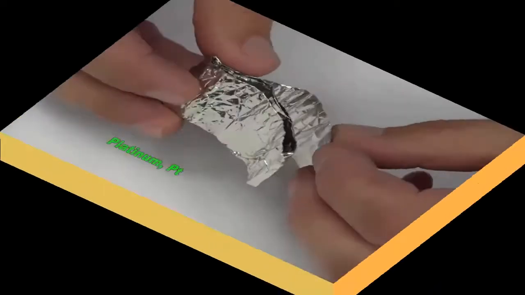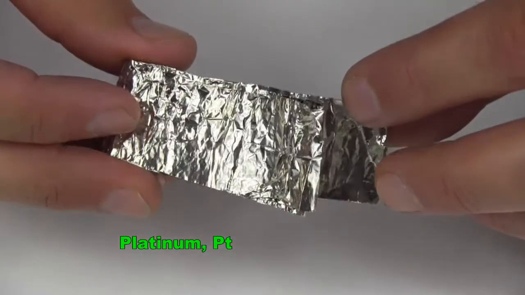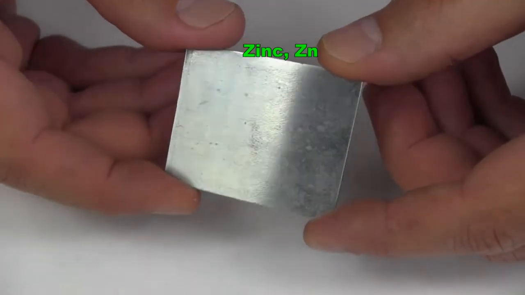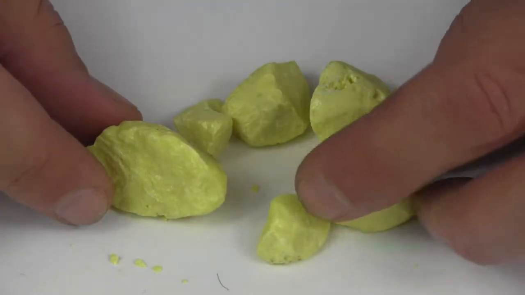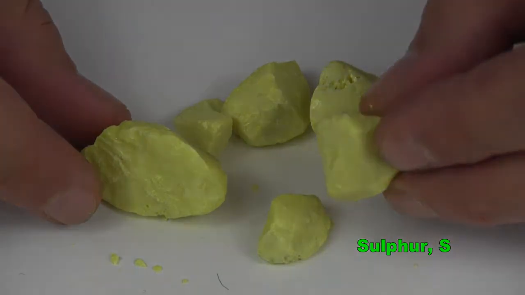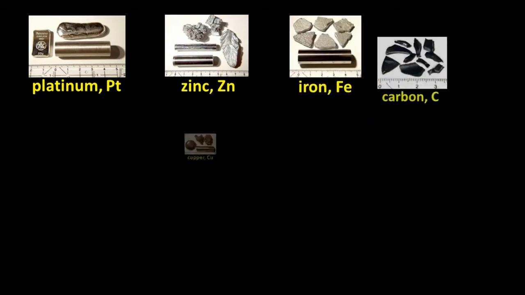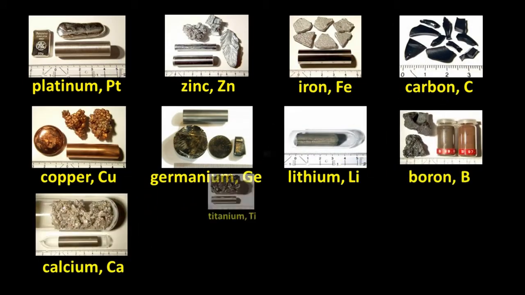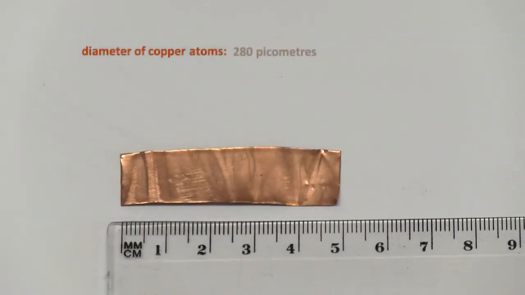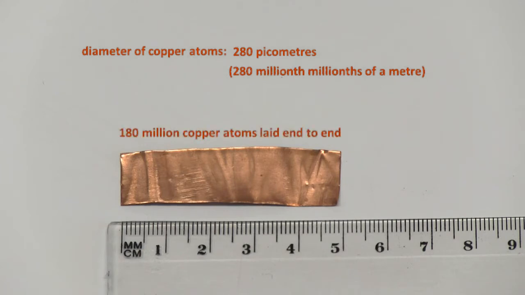Here's a quick excerpt. Platinum, for example, is made up entirely of platinum atoms, so it's an element. Pure zinc is made up entirely of zinc atoms, so it's an element too. And since sulfur is an element too, it's made up entirely of sulfur atoms. Different types of atoms chemically react in different ways and have different weights and sizes. The diameter of copper atoms, for example, is about 280 picometers, that is, 280 millionths of a meter. A row of 180 million copper atoms laid end to end is only 5 centimeters long.